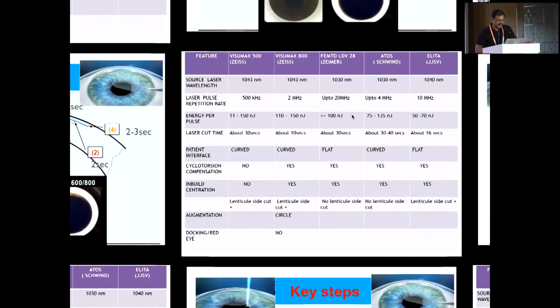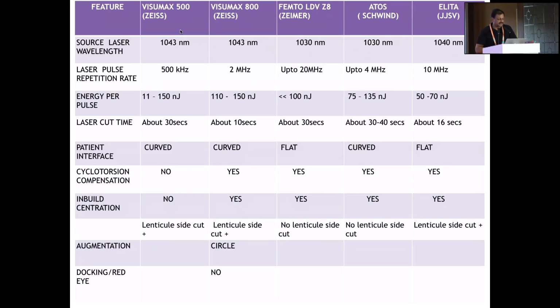extracted easily. So if you compare the various platforms available, ranging from Zeiss VisuMax 500, VisuMax 800, then Ziemer has the Z8 platform, Schwind has the ATOS, and J&J calls it the Elita system. The source wavelength in almost all these platforms is common, 1043 nanometers. The laser pulse repetition rate, which is a major game changer for VisuMax, has gone from 500 kilohertz to almost 2 megahertz, which makes this machine much faster and much more precise. For Femto LDV it is close to 20, and for Elita close to 10 megahertz.